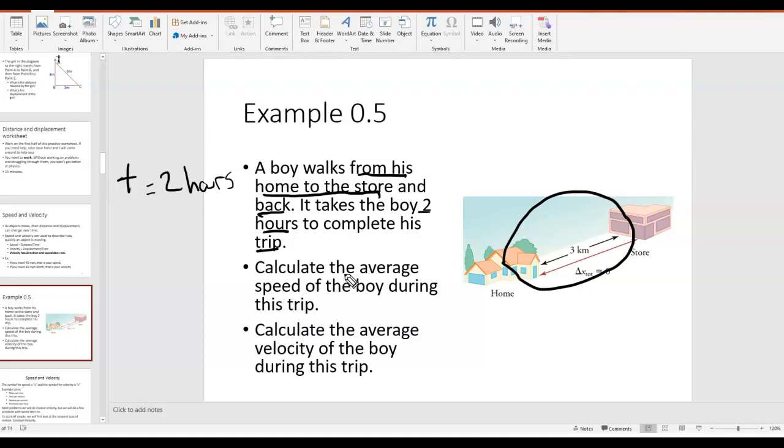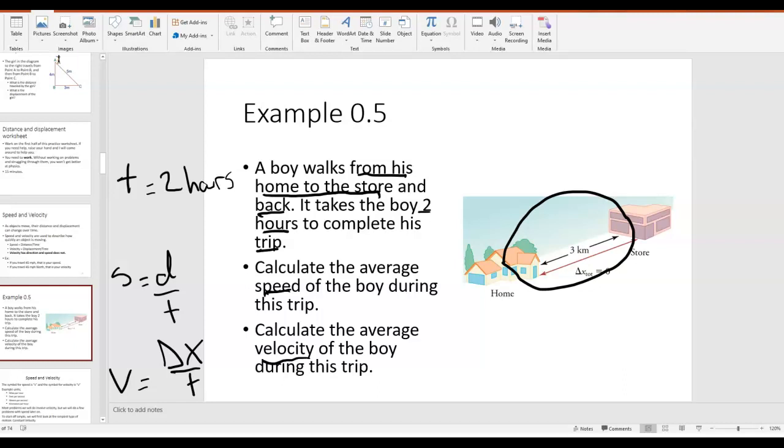The question says calculate the average speed of the boy, and then calculate the average velocity of the boy. Now remember, velocity has direction and speed does not, but also speed, I'm going to write S for speed. Speed is distance over time, and velocity, I'm going to write V for velocity, is displacement over time. And remember, the way you do displacement is you write delta x, and that represents displacement.